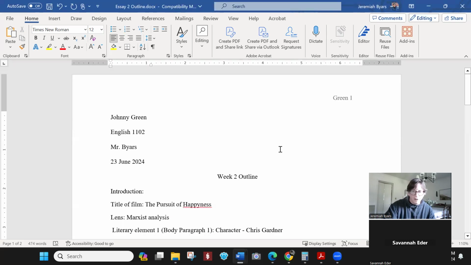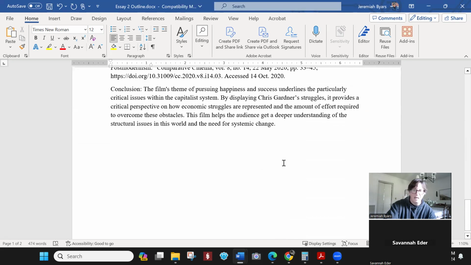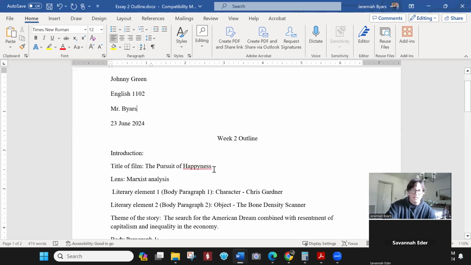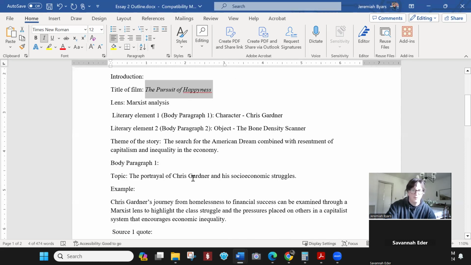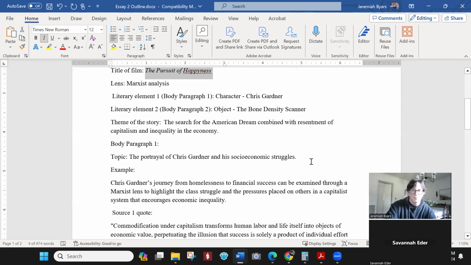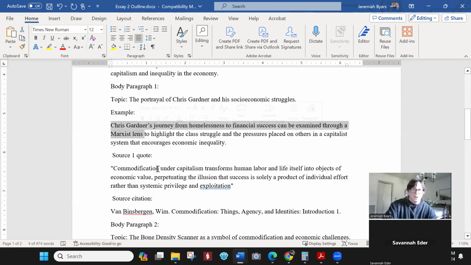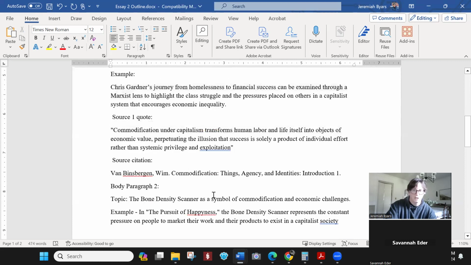Like Johnny Green's outline, okay? Look, this is not necessarily the same format that I laid out, but I don't care. It's fine. The Pursuit of Happiness. Again, Pursuit of Happiness needs to be in italics. Marxist analysis, okay? So we have all this stuff laid out. Okay, socioeconomic struggles, all right? So we have a quote, we have our source citation, all right?